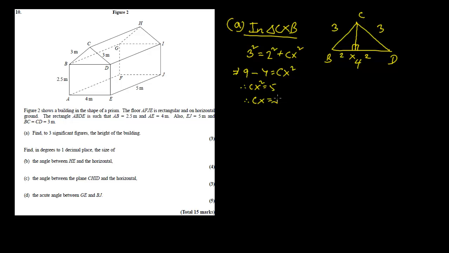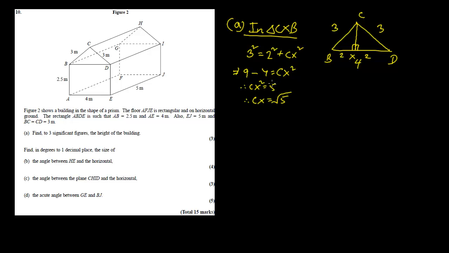So let me call this X. That makes it 2 and that makes it 2. So you mention the triangle. In triangle CXB, using the Pythagorean theorem, opposite the 90 degrees is the hypotenuse. So 3 squared equals the sum of the squares of the other two. So 2 squared plus CX squared. So 3 squared is 9 minus 2 squared is 4 equals CX squared. Therefore CX squared equals 5. Therefore CX equals square root of 5.